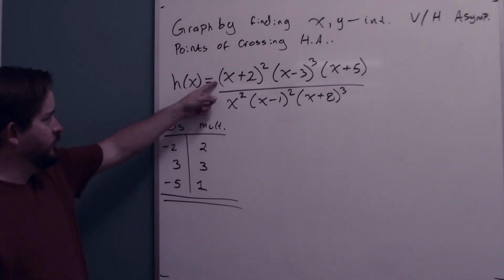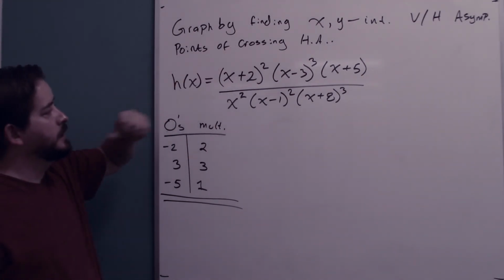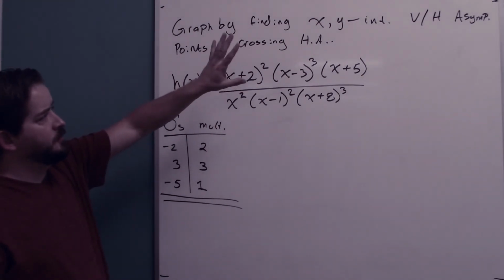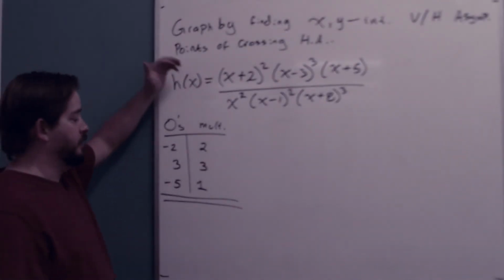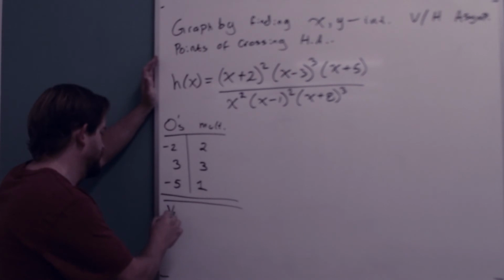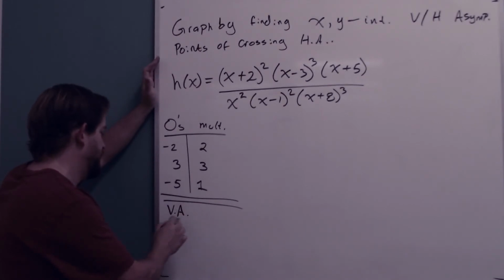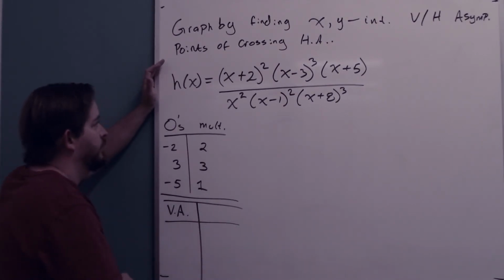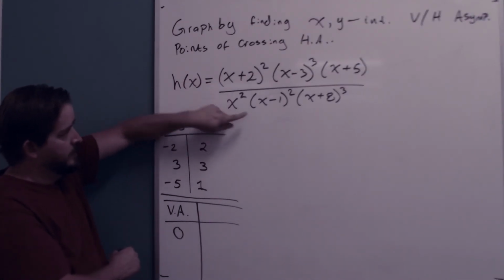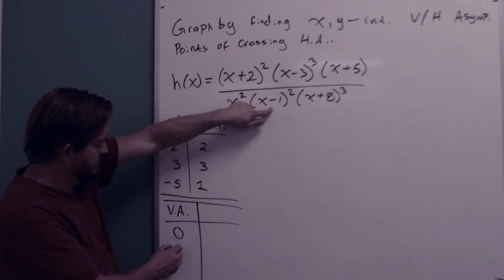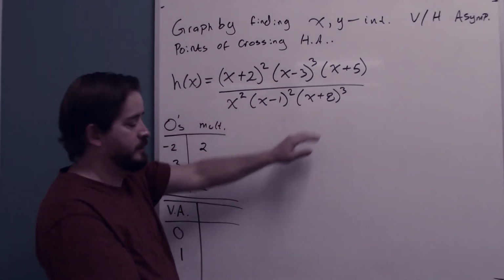The zeros of the numerator give me the x-intercepts, right? And I'm going to skip the y-intercept for now. I'm going to jump straight to vertical asymptotes because it's finding the zeros of the denominator, right? So vertical asymptote happens at 0, at 1, and at negative 8.